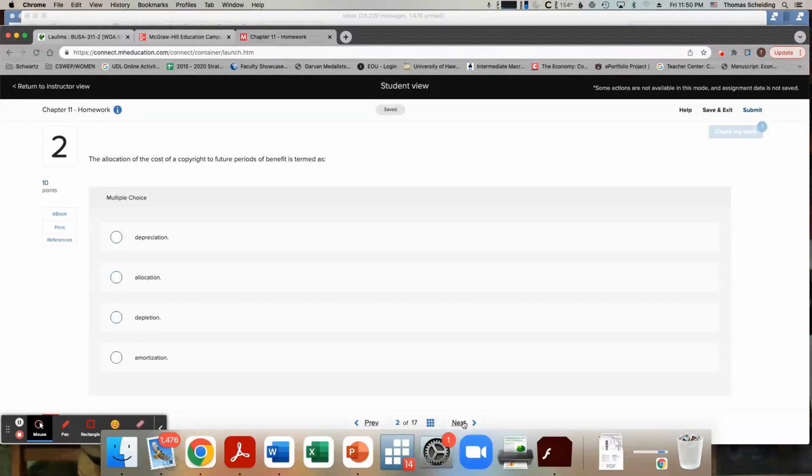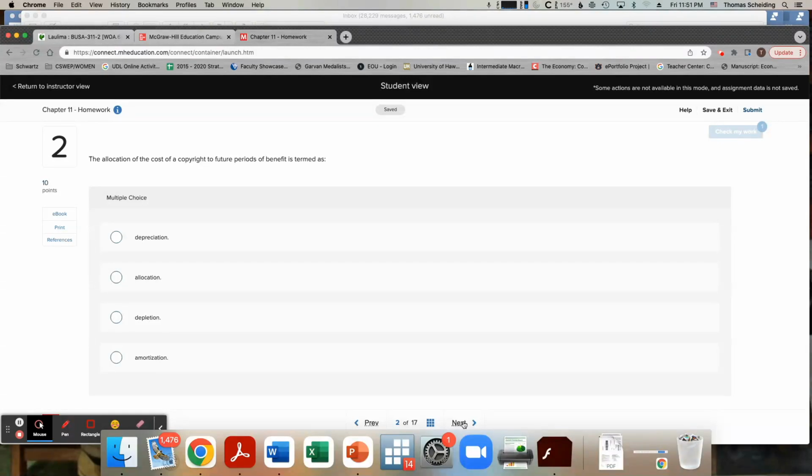Allocation, again, well, I guess in this case, it's just repetitive. Allocation of the cost is not allocation. I mean, it is, but that's not actually the term that we're looking for here. Depletion. No, so depletion is like depreciation in the sense that we're talking about an asset losing its value over time. And then we've got amortization, and that is actually the correct answer.